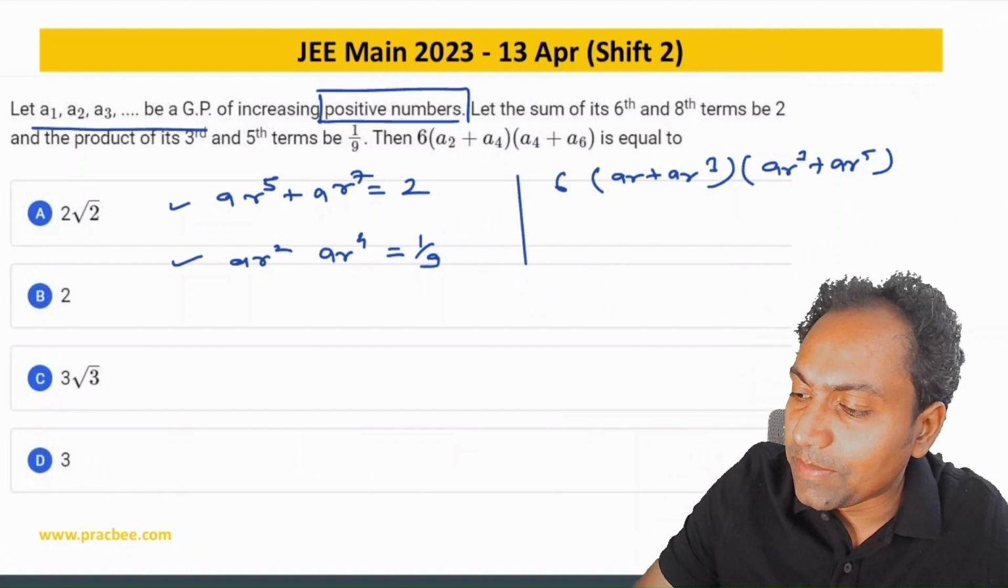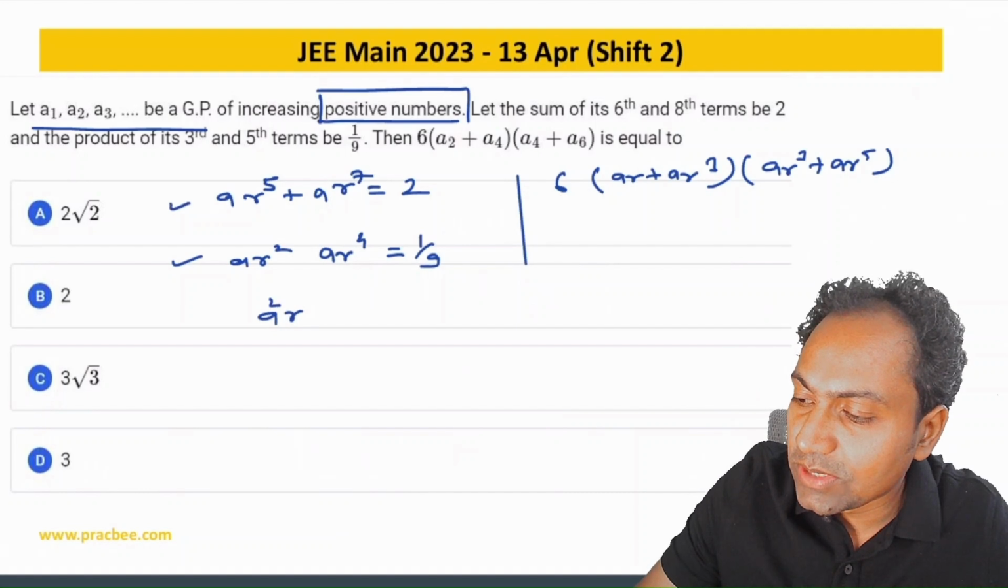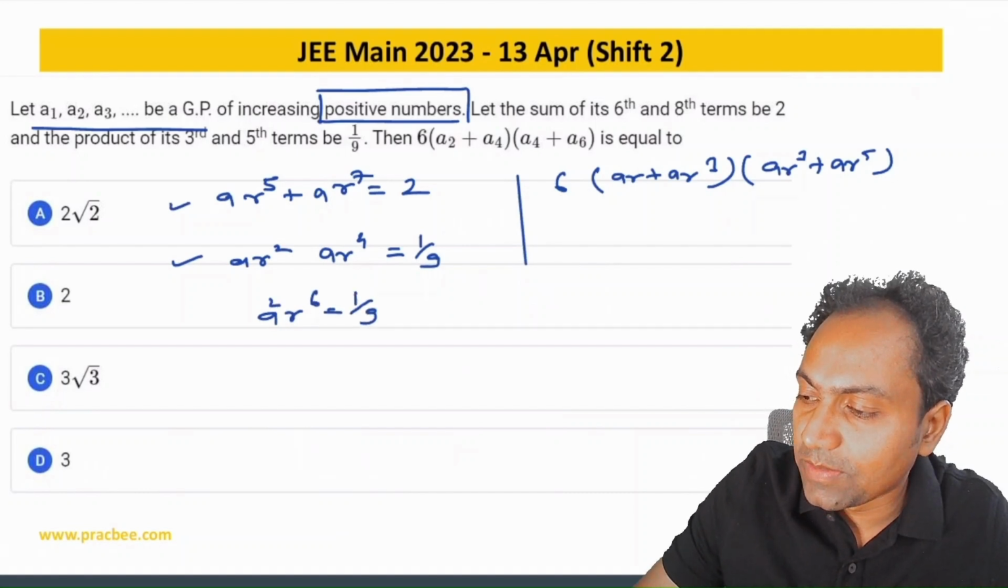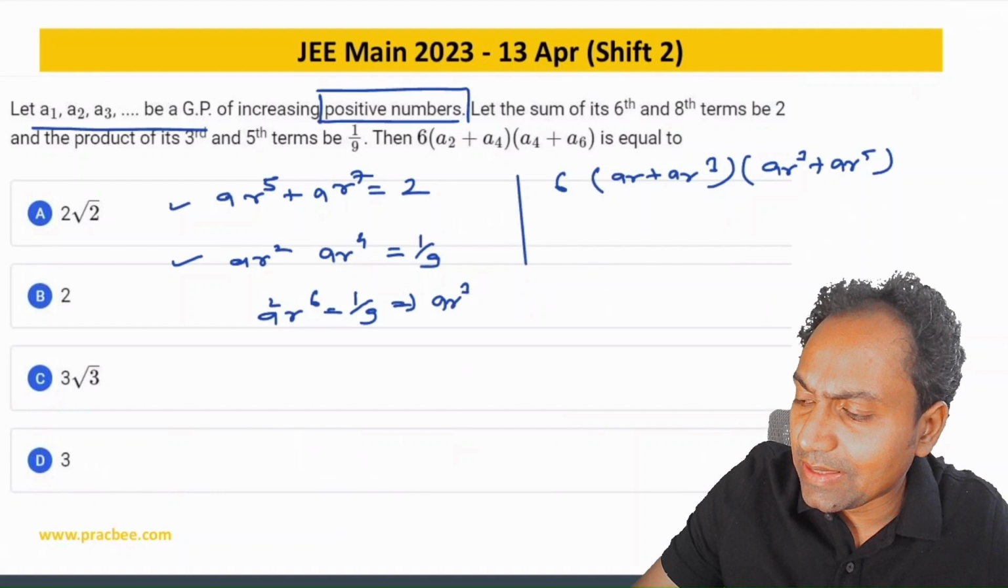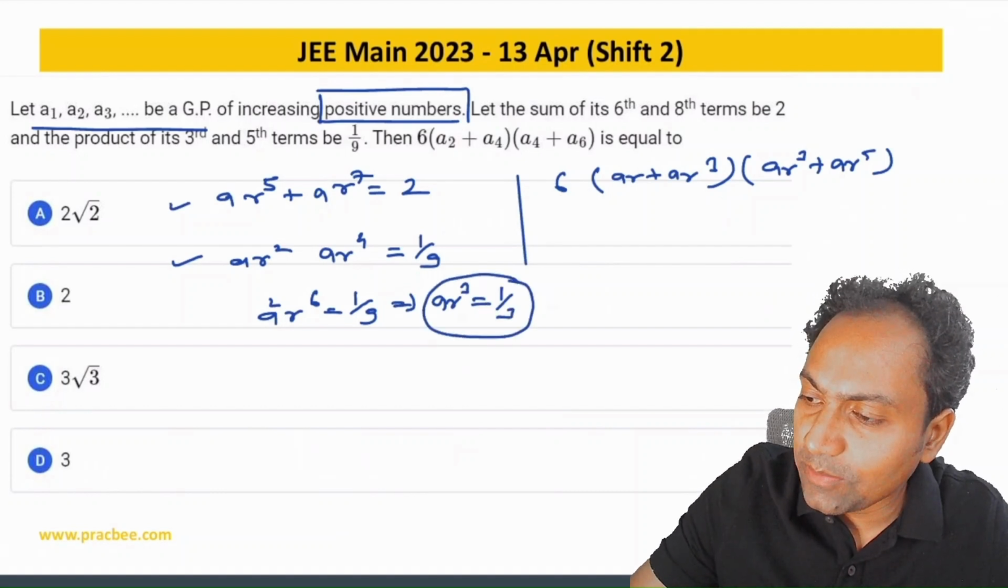Now here, if you multiply these two terms in the second equation, it becomes A square R raised to the power 6 equal to 1 by 9. And if I simplify, then the value of AR cube can be written as 1 by 3. I am only taking the positive sign because they mentioned it in the question.